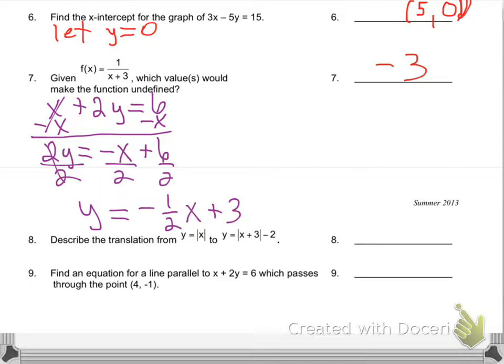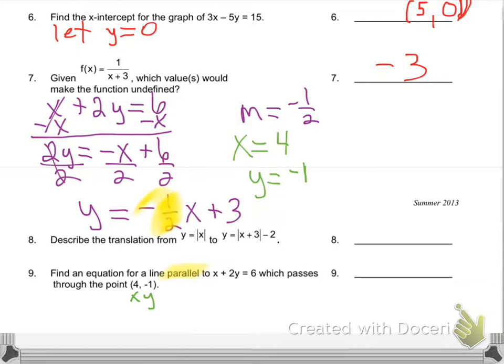Now you have to pay attention to what it's asking for here, okay? It asked for a line parallel. Parallel lines have the same slope. So I'm going to use this negative 1/2 as my slope. So m is negative 1/2. And then I'm going to go ahead and use the point that they give me down on the bottom here as my x and y value. So I'm going to let x equal 4, y equal negative 1.